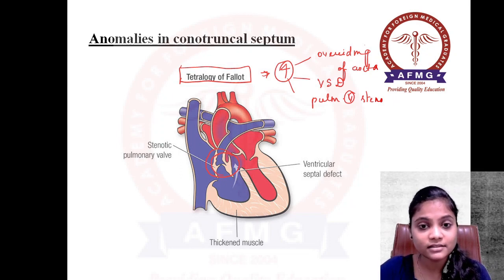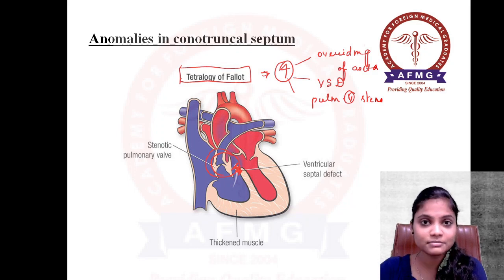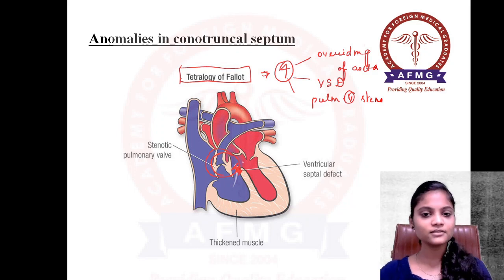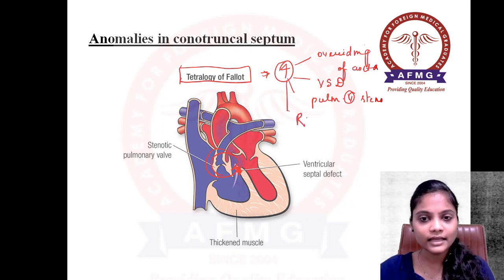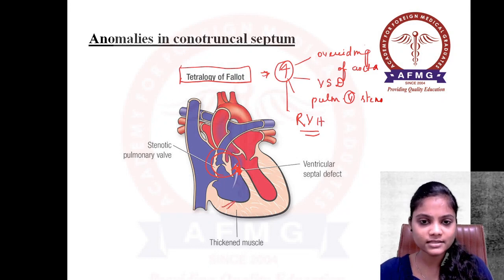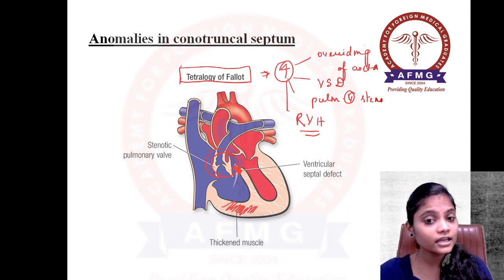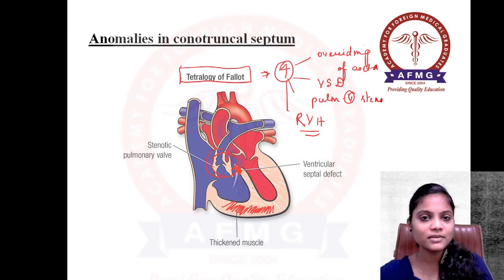Then there is a ventricle. There are 2 ventricles. In between the ventricles there is a septum, but that septum is defective now. So that is why it is called ventricular septal defect. Along with that, you will have right ventricular hypertrophy, RVH. You can see here there is a right ventricle where your cardiac muscles are all hypertrophied, right? So these 4 things will be in tetralogy of Fallot.